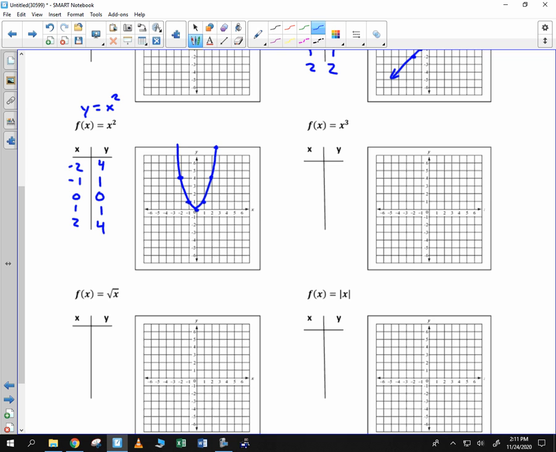Notice the shape you get. We've already talked about it. It's a parabola. So if you get x squared, it's a parabola.